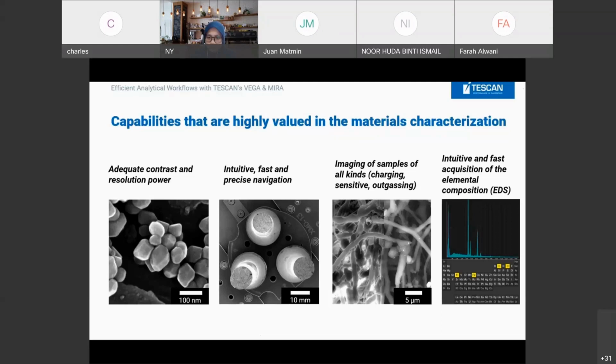Then, of course, another capability that researchers always value here is the capability of imaging samples of different kinds, especially charging samples. Nowadays, nanomaterials tend to charge. There are also sensitive samples under SEM, under the electron beam, and outgassing samples. So, of course, SEMs must be able to handle these kinds of samples.